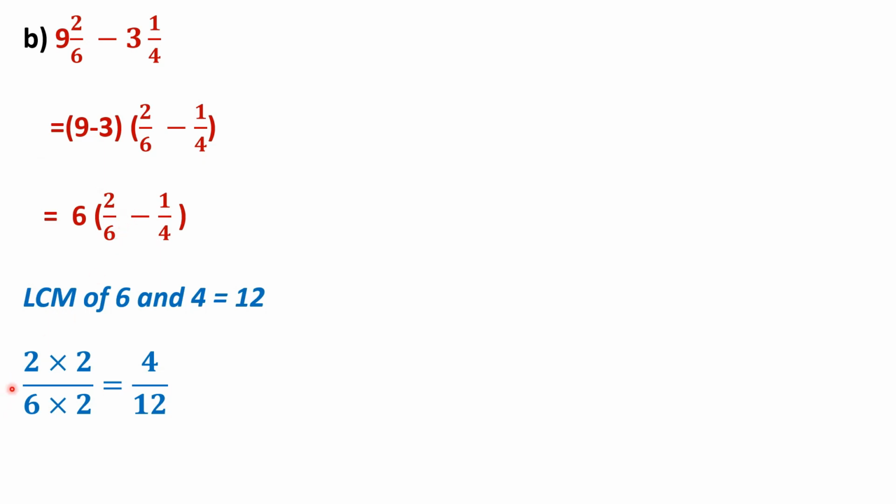So 2 by 6, what should be multiplied to 6 so that your denominator will come 12? So the answer is 2. 6 2s are 12, and the same thing we multiply with the numerator also, that is 2. So 2 into 2 will give you 4. So the fraction is coming 4 by 12.